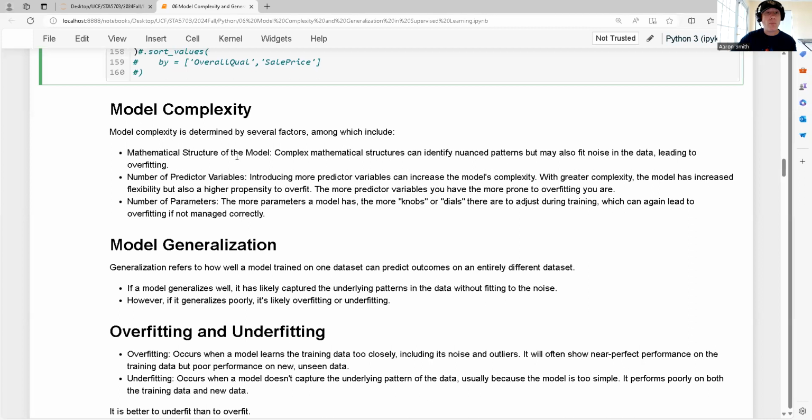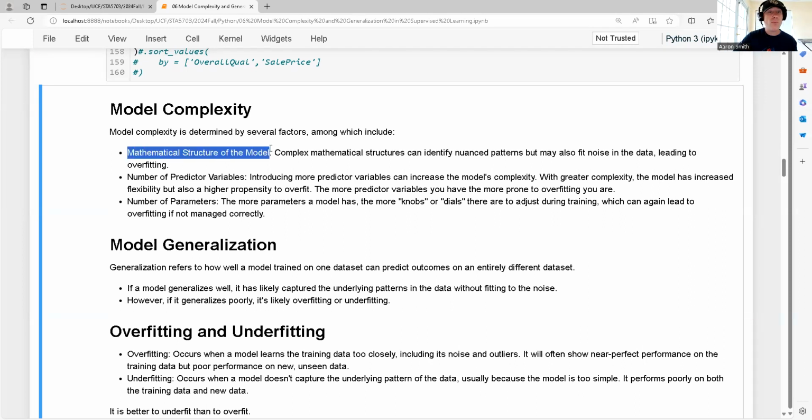All right, let's talk about model complexity. There are 3 sources of model complexity in my eyes. First one is the mathematical structure of our model. Next one is the number of predictor variables. And next one is the number of parameters. So the more complicated the model structure, the more prone to overfitting I am. The more predictor variables I have, the more prone to overfitting I am. And the more parameters I have, the more prone to overfitting I am.